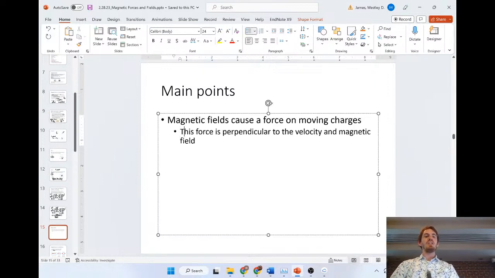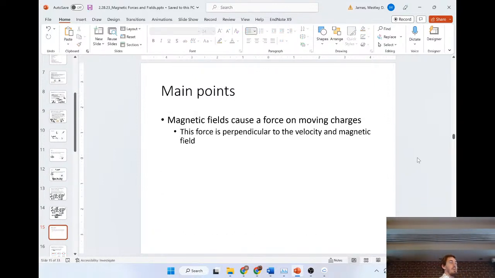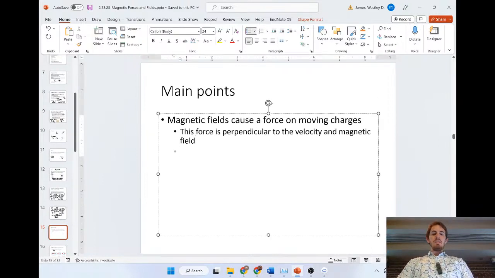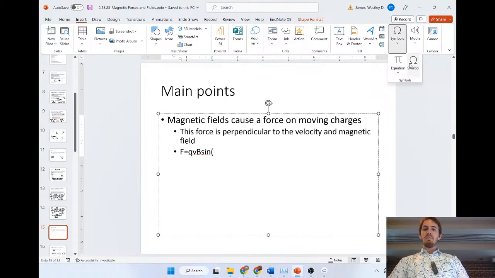We learned about the magnetic field, the units, the variables, and we learned that the magnetic field is literally defined as a thing that causes the force on moving charges. The equation that we gave for it was F equals qvB sine of theta, where theta is the angle between them.